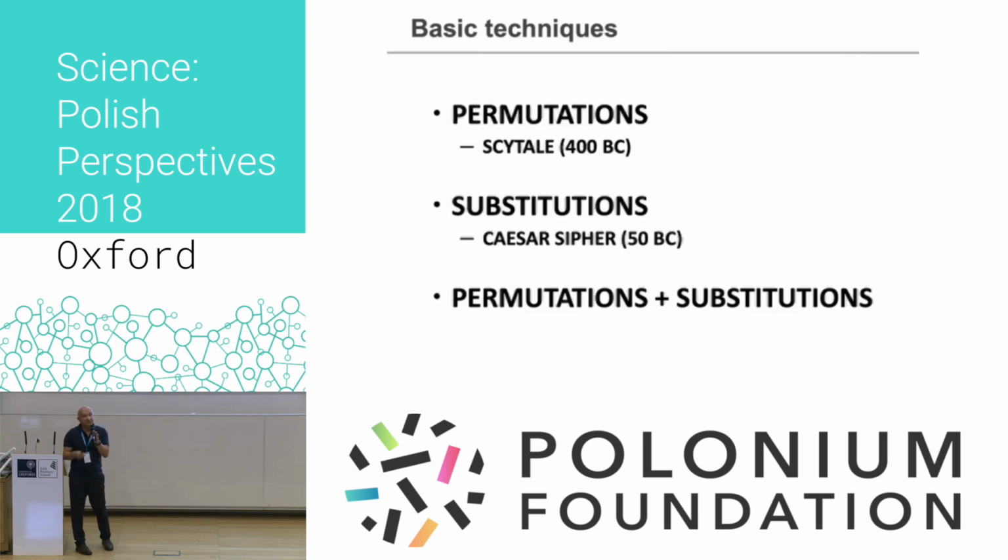Or you can do substitution, so that for each letter in your message, you put some symbol or some character. Those two are the oldest methods of encryption. The permutation goes back to ancient Greece, to about 400 BC, and substitution, allegedly Julius Caesar used a substitution cipher for communication with military commanders. And of course, people today use both permutations and substitution.